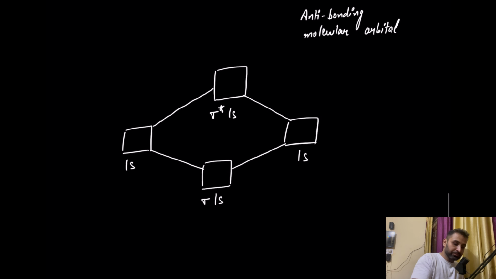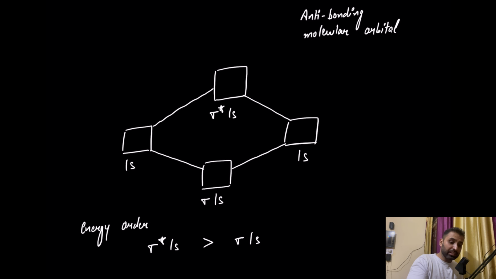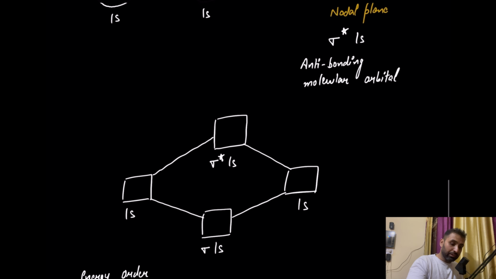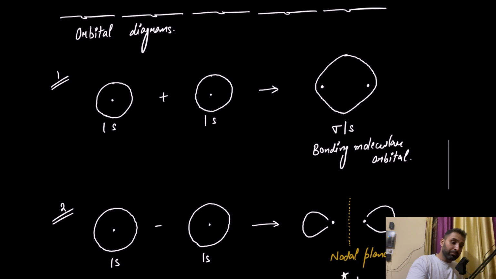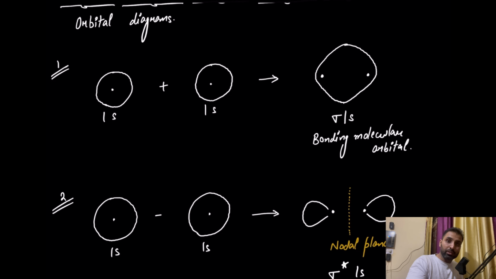So I'm writing energy order, that's sigma star 1s will have greater energy than sigma 1s. Sigma 1s has lower energy, that's why it will favor the bonding. Sigma star 1s has higher energy, so it will not favor bonding. A very simple rule. Now, that's all about the mixing of s atomic orbitals to form the molecular orbitals.